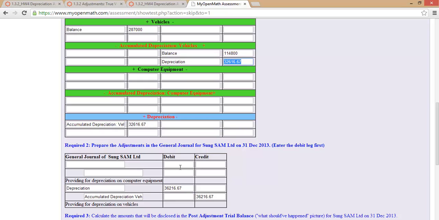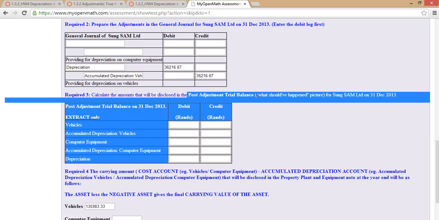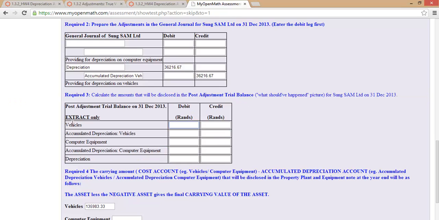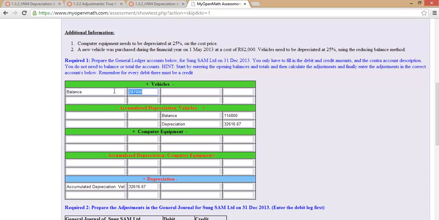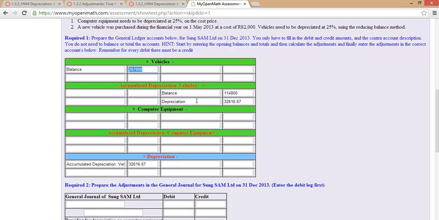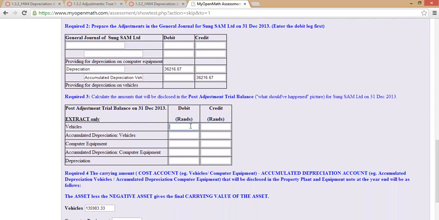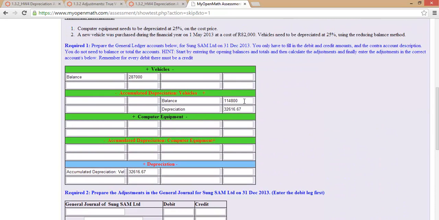Alright, and then finally we have to prepare the post adjustment trial balance, where we're just looking at vehicles in this example. So after I've done my adjustments, the balance for my vehicles account is still 287,000 Rand. So there was no adjustment to the vehicles account. Remember, the adjustment goes to the accumulated depreciation account. So my vehicles remain the same at 287,000 Rand. My accumulated depreciation account for vehicles, however, changed by this 32,000 Rand.